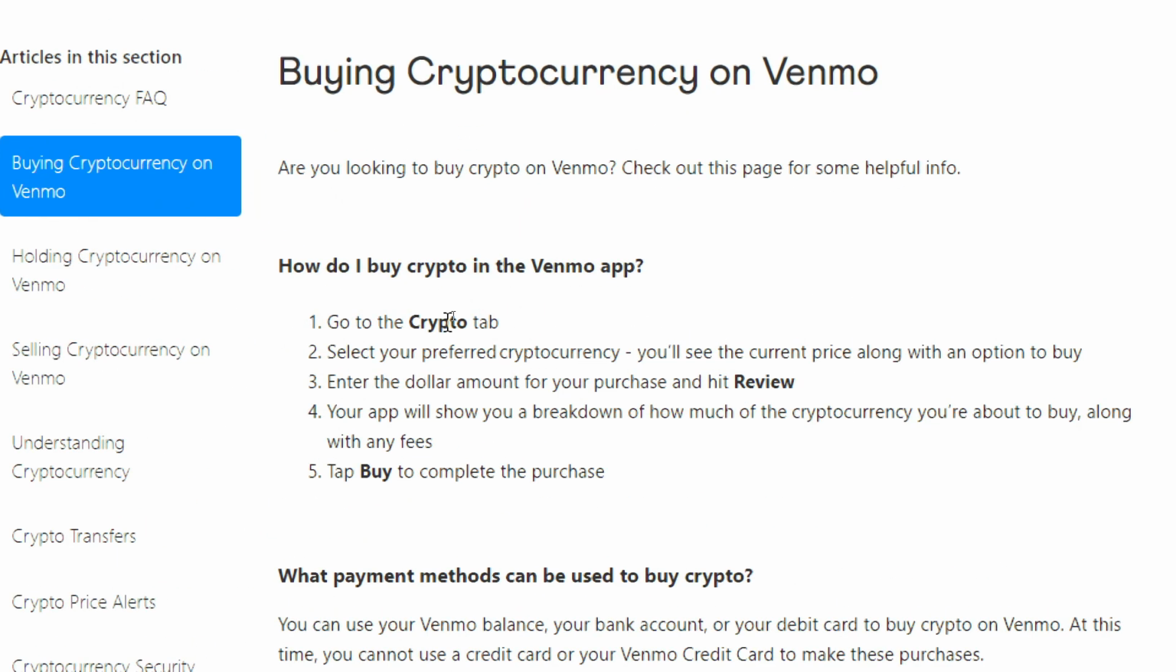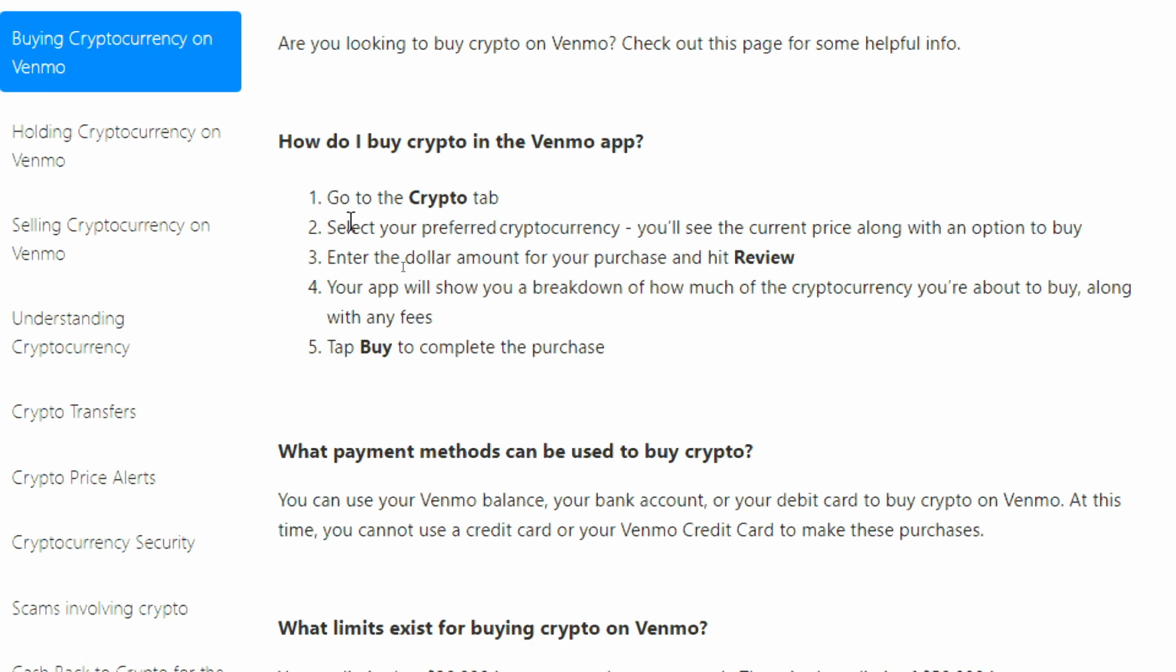So here it is, how do I buy crypto in the Venmo app? Go to the crypto tab, select your preferred cryptocurrency. So you should basically just choose, as an example, USDT, which is going to be your preferred cryptocurrency. Then enter the dollar amount of your purchase and hit review. Then your app will show you a breakdown of how much of the cryptocurrency you are about to buy along with any fees. Tap buy to complete the purchase.